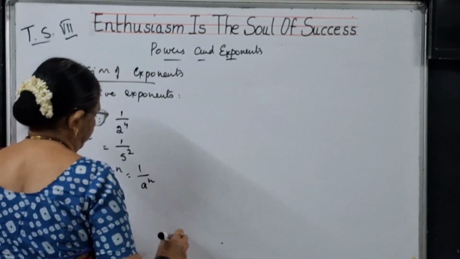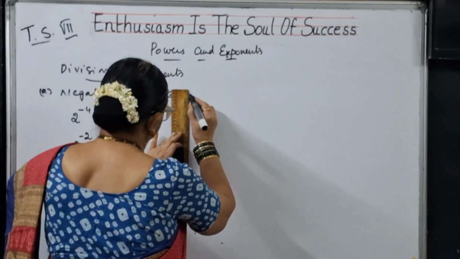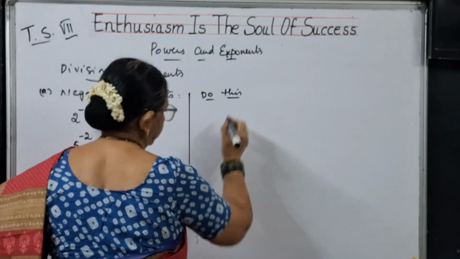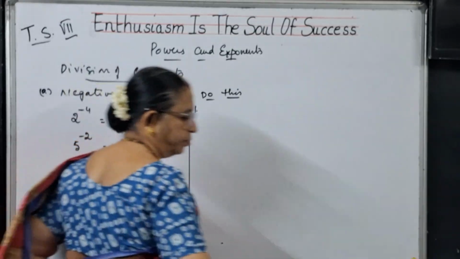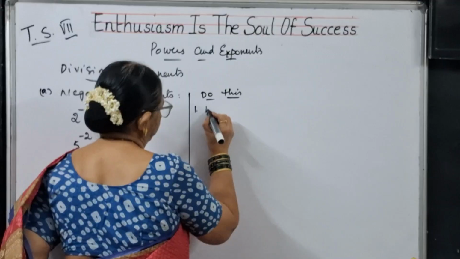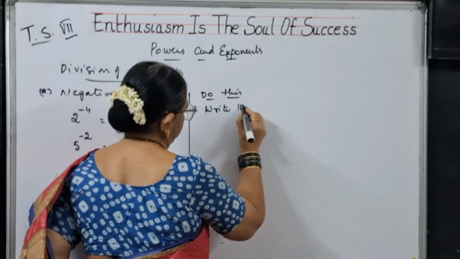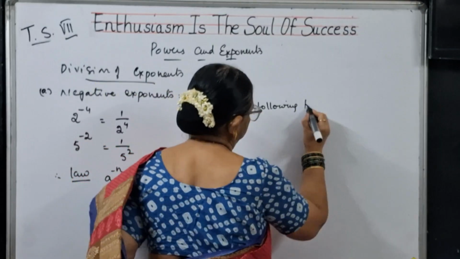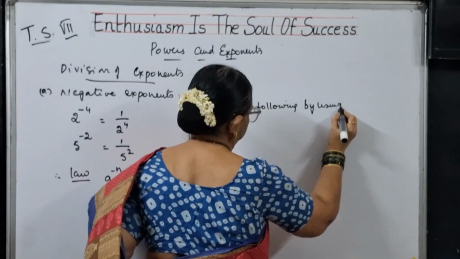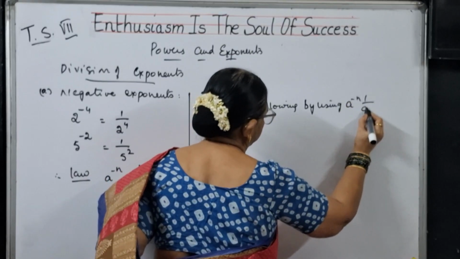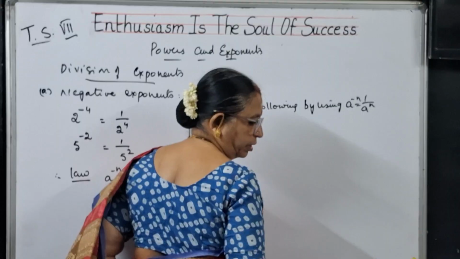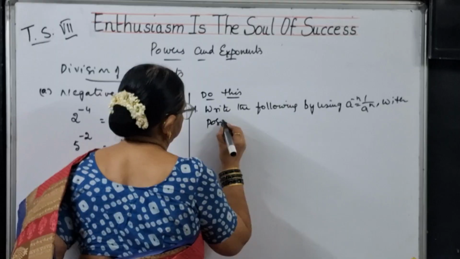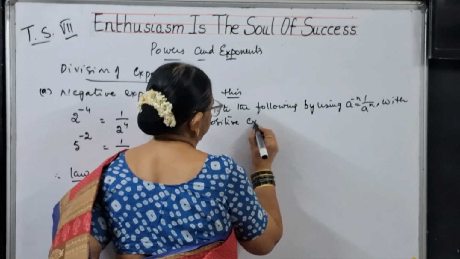So basing on this, you have got to do these sums, children. So let me do these sums. The first one, the question is: write the following by using a to the power of minus n is equal to 1 by a to the power of n with positive exponent.